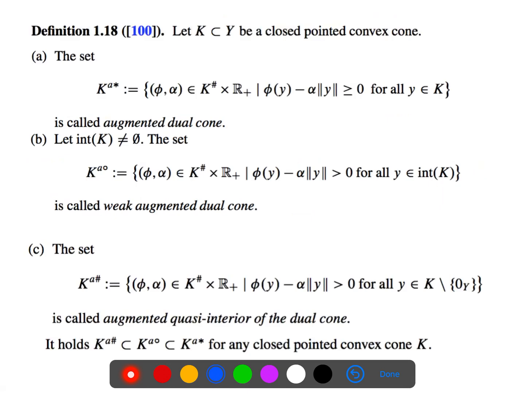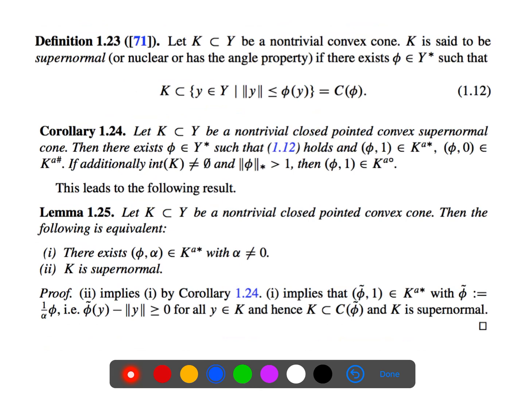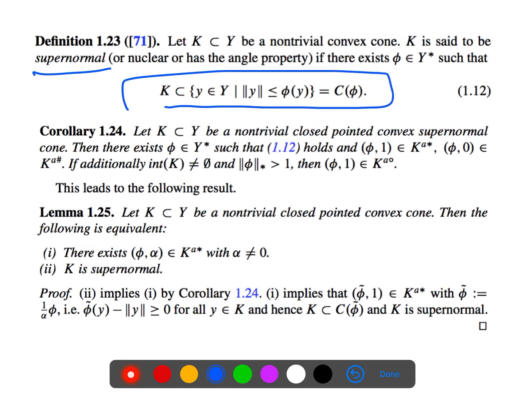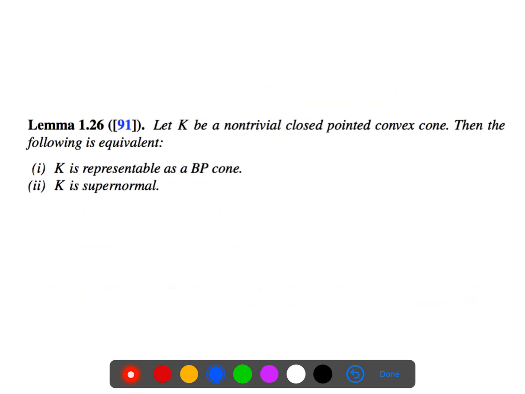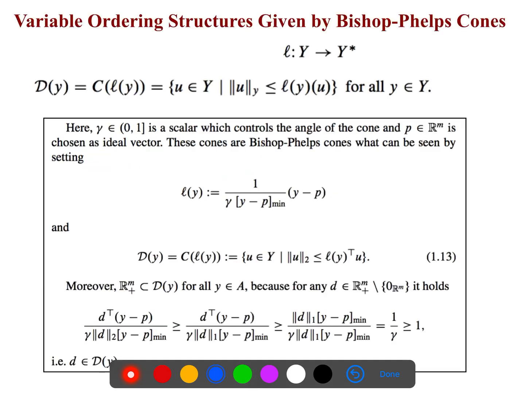And also we can generalize that if we bring alpha as well. In the original BP cones, phi of y is greater than the norm of y. We don't talk about alpha. Alpha is 1. But we can also generalize it, and that's why we define the concept of augmented dual cone. And so we have a definition. K is said to be supernormal if this is satisfied. And so this lemma says that it is equivalent to say that it is representable as a BP cone or it is supernormal.